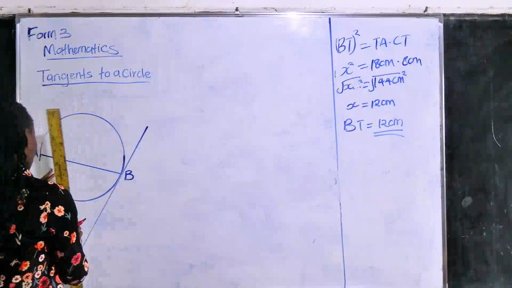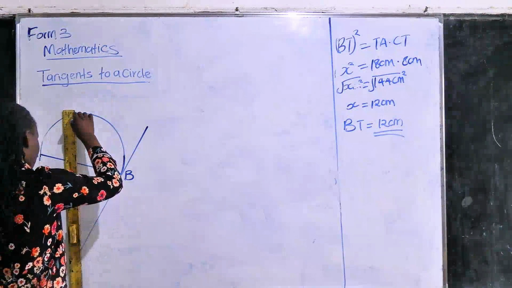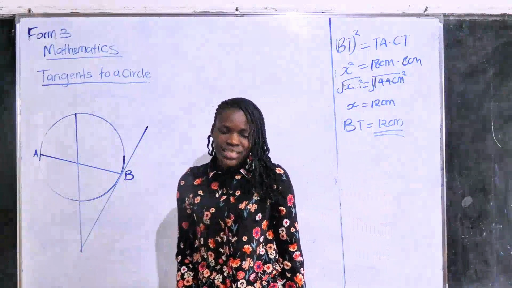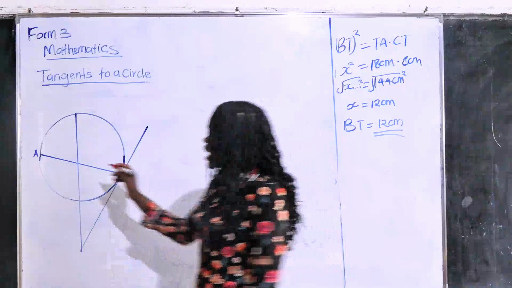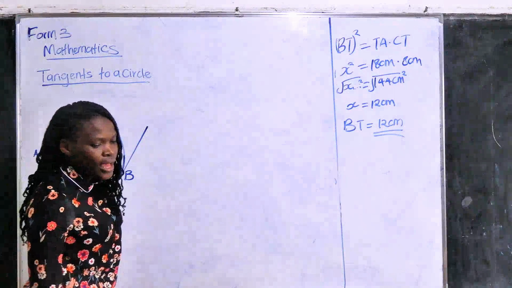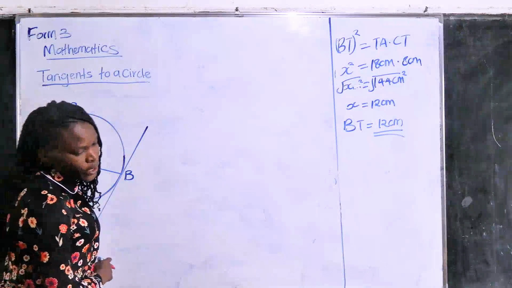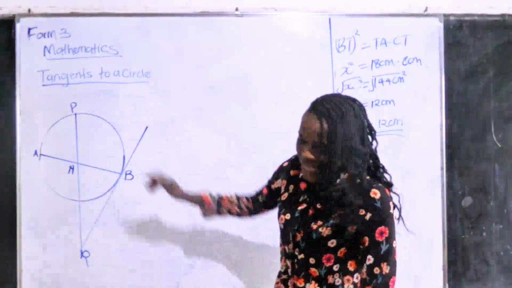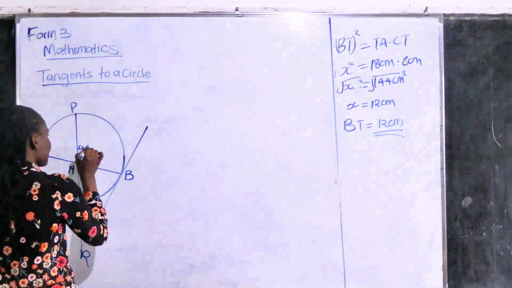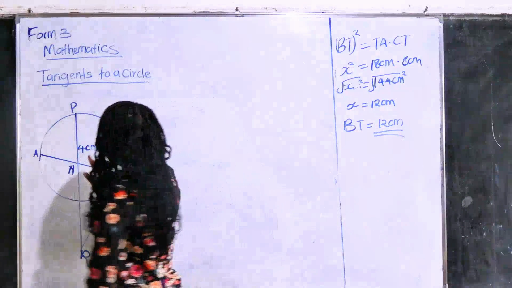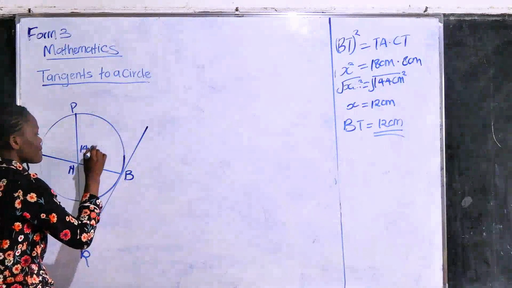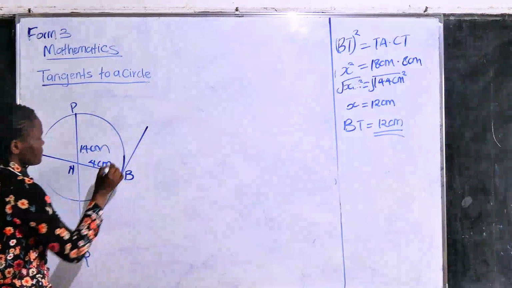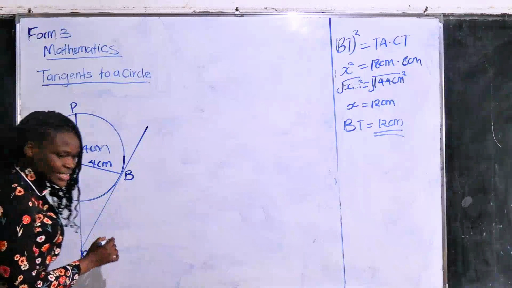On this circle we have another chord that meets with the tangent, and it cuts the diameter AB at N. Let's say this one is P, and then this point is R. So we've been told PN is 14 centimeter, BN is 4 centimeter, and the tangent is 7.5 centimeter.